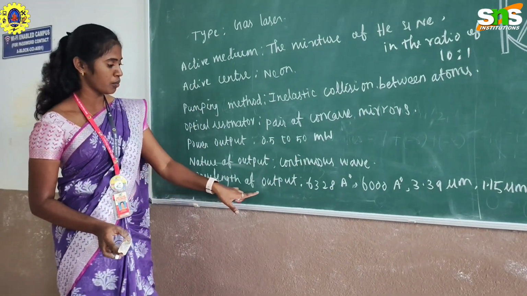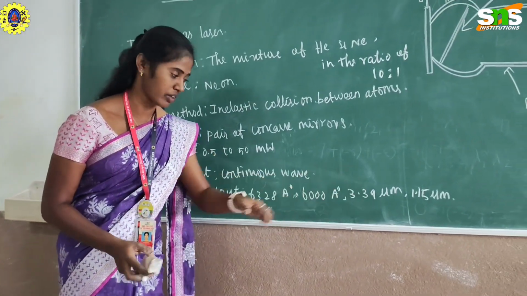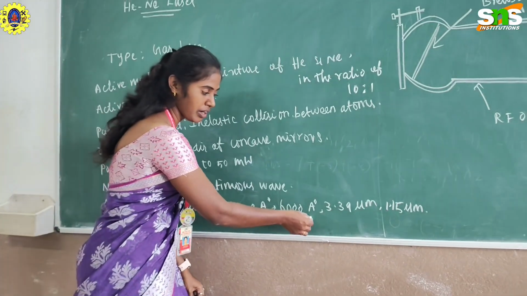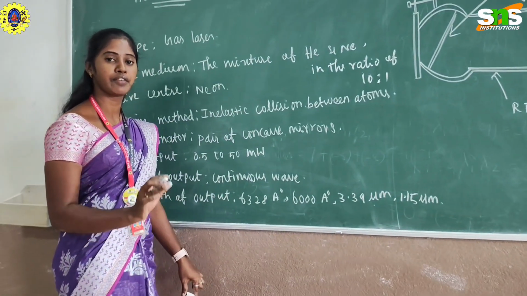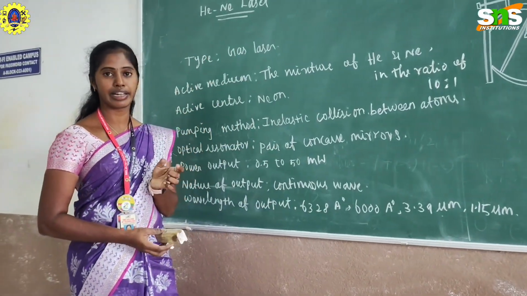Next is the wavelength of output. Here we get four wavelengths: 6328 Angstrom, 6000 Angstrom, 3.39 micrometer, and 1.15 micrometer. So four types of wavelengths are produced by using the helium neon laser.